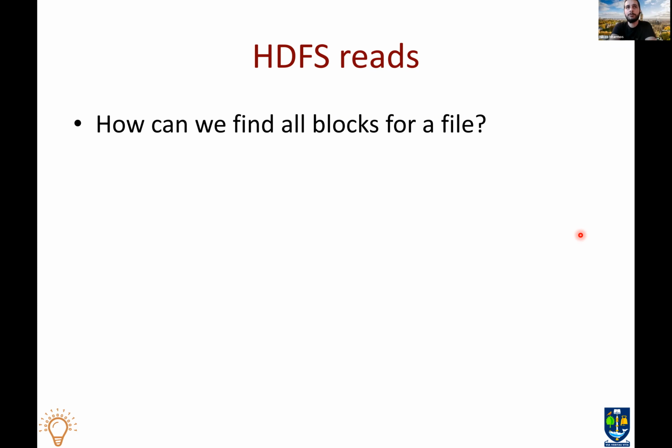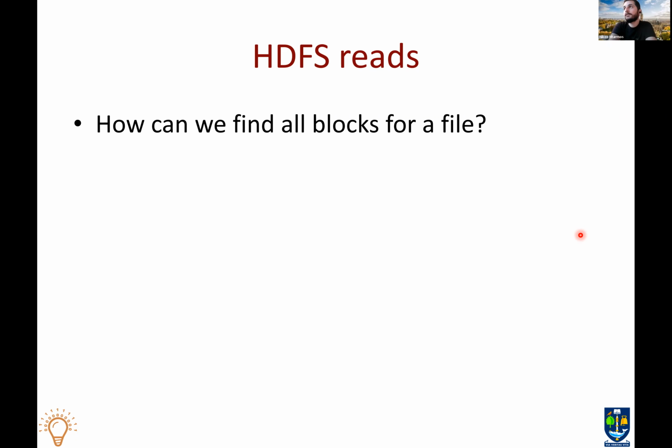So how can we find all blocks for a file? You go to the name node with a file name. What will happen is that your client will do an open with a file name. That open is on the client-side library. Behind the scenes, the client-side library will send a request to the name node with that file name. The name node will search through its in-memory image to find the metadata for that file, and then it will return to you a handle, like an ID, for the file.